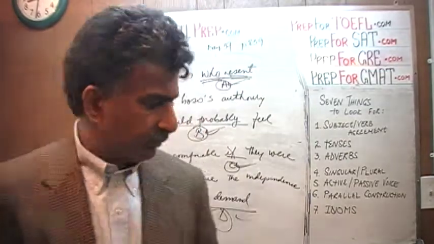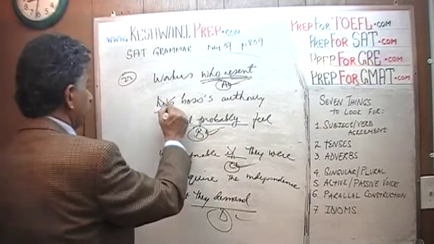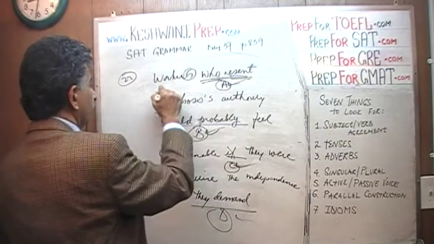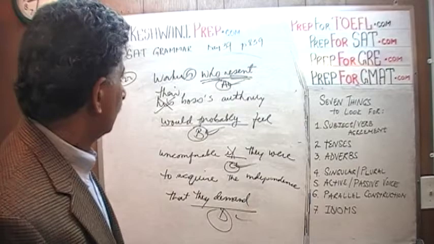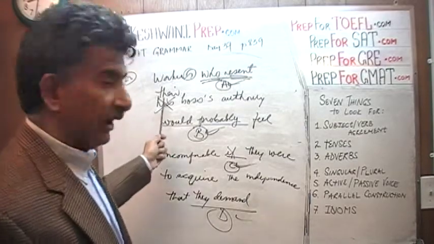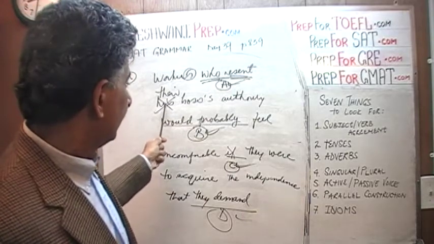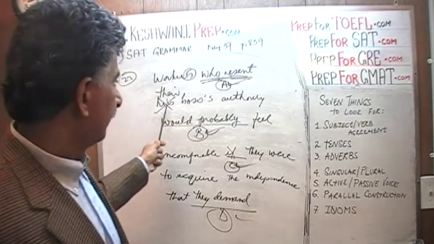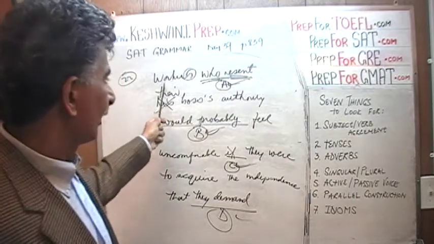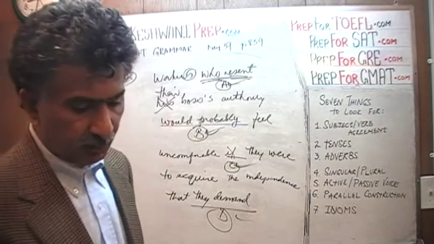Some of the workers who resent, it should say there, not his, because it's workers now. Some of the workers who resent their boss's authority. Oh, actually, that was the mistake there. Had it been underlined, this would have been the mistake. It should say there because it's workers. Workers who resent their boss's authority.